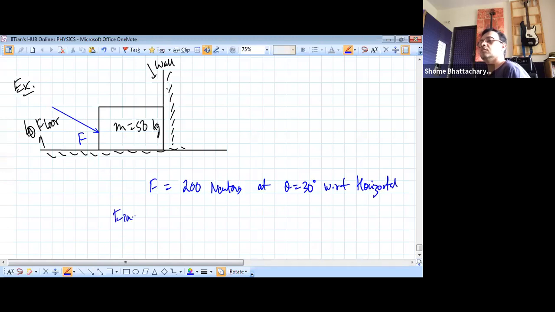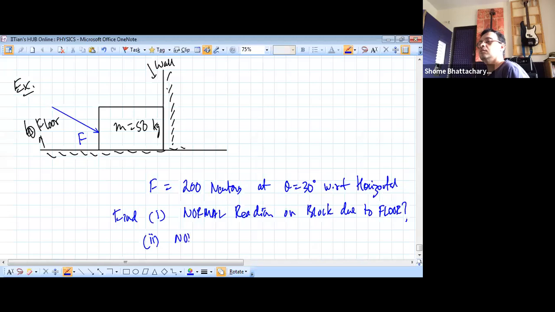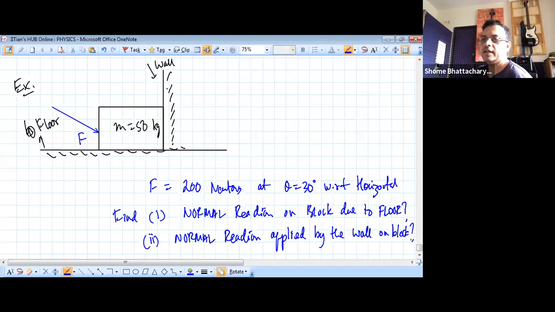So find the normal reaction on the block due to the floor. How much normal reaction the floor is applying, and the normal reaction by the wall. It's in contact with two surfaces. Yes, very good. That's correct. Viraj, that's correct. Dhruv, that's correct.